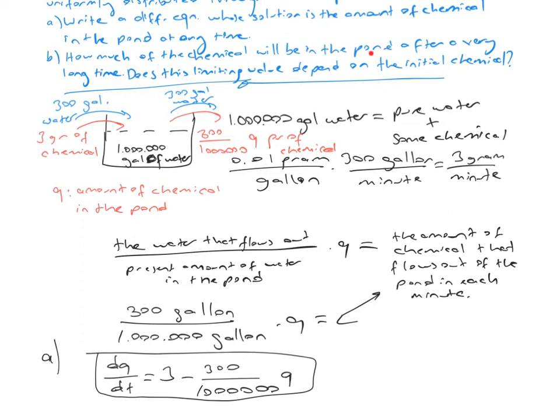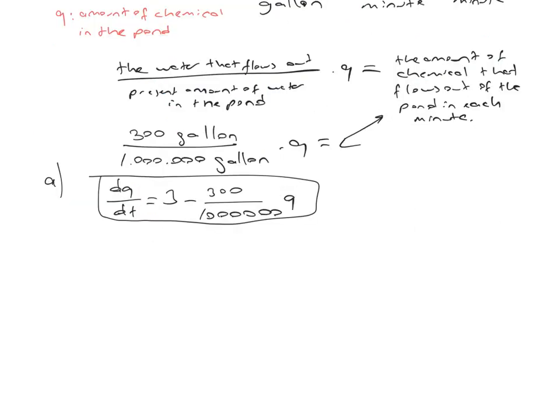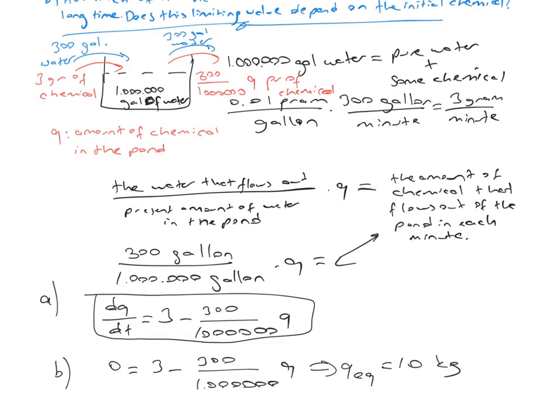Let's turn back to the question. How much of the chemical will be in the pond after a very long time? Does this limiting value depend on the initial chemical? Here we are asked to find the equilibrium point, because the equilibrium point is the point where the function converges after a very long time. In order to find the equilibrium point, we will put 0 instead of dQ over dt. 0 is equal to 3 minus 300 over 1 million Q. And from here we will find out that Q equilibrium is equal to 10 kg. And in the continuation of the problem we were asked whether this limiting value depends on the initial chemical or not.